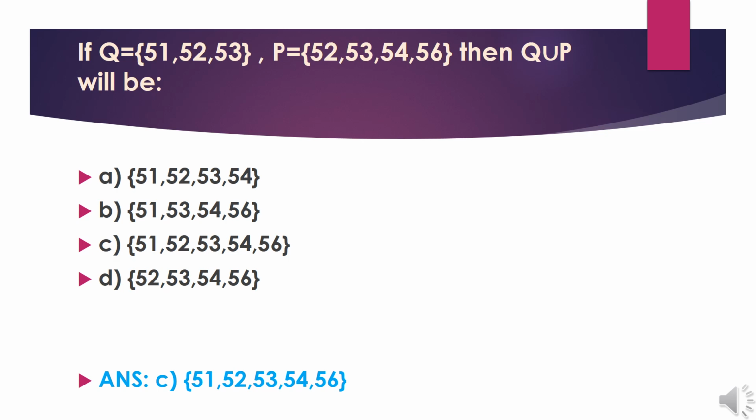If Q is equals to 51, 52, 53, P is equals to 52, 53, 54, 56, then Q union P will be A, 51, 52, 53, 54, B, 51, 53, 54, 56, C, 51, 52, 53, 54, 56, D, 52, 53, 54, 56. Answer: C, 51, 52, 53, 54, 56.